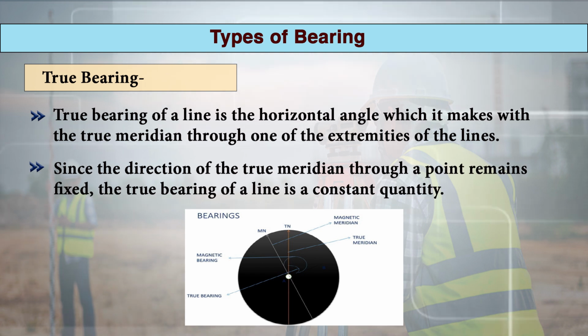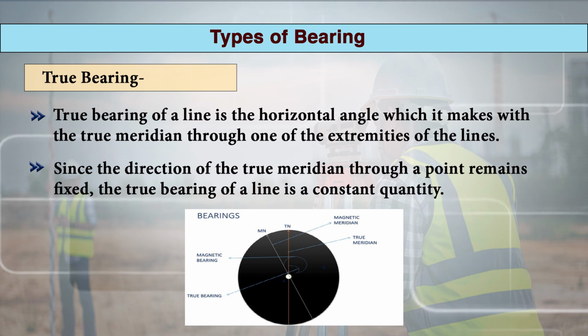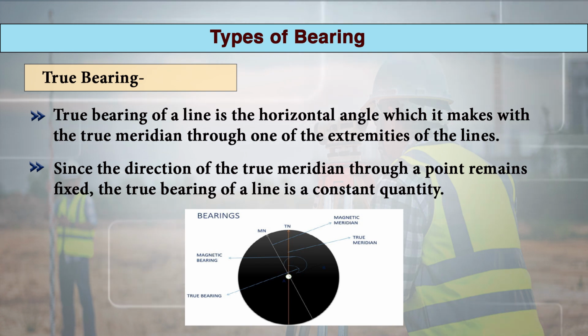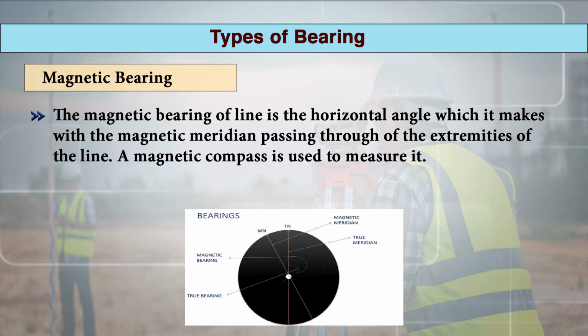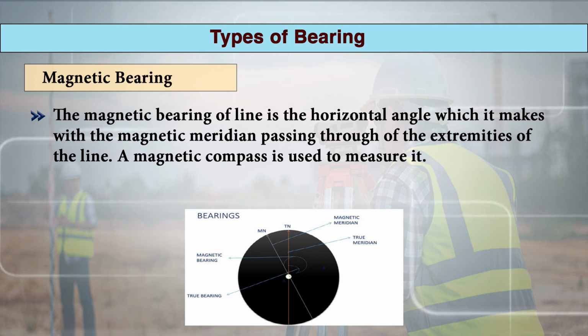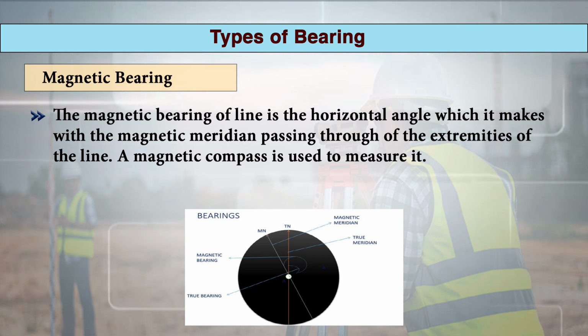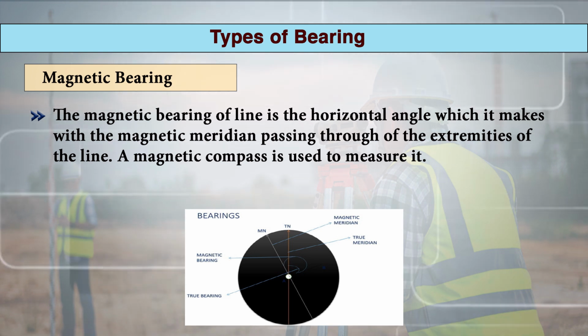Since the direction of the true meridian through a point remains fixed, the true bearing of a line is a constant quantity. Magnetic bearing: the magnetic bearing of a line is the horizontal angle which it makes with the magnetic meridian passing through the extremities of the line. A magnetic compass is used to measure it.